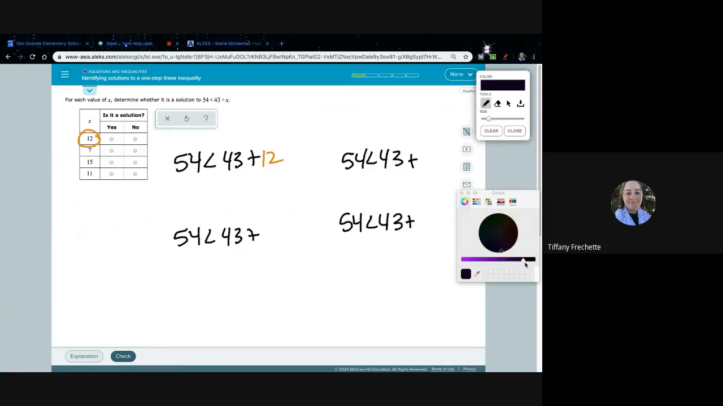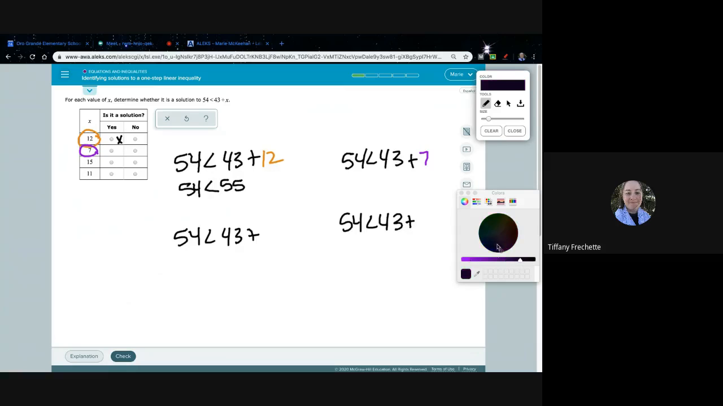All right, so I plugged in 12 here, so I have 54 is less than 43 plus 12. So let's see, we get 5 and 5 when I add these together. So 54 is less than 55. That is true. So we're going to click yes. All right, next one. And I accidentally picked purple on the last one, so we'll go ahead and use purple.